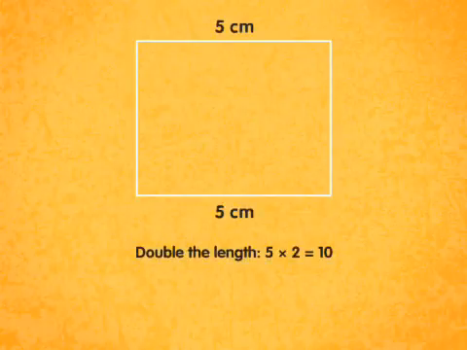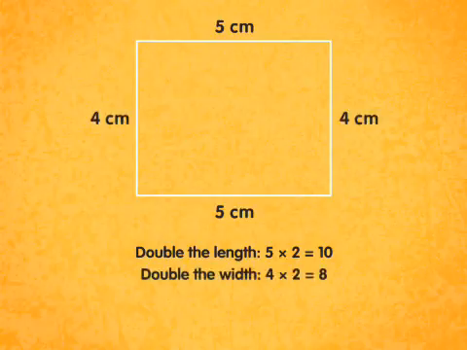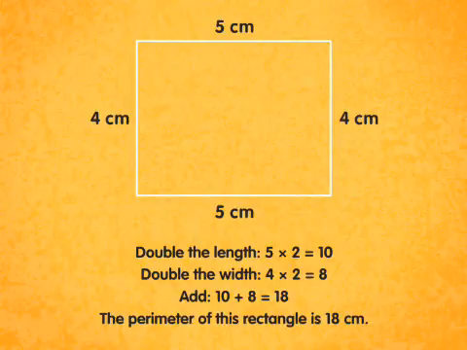In a rectangle, opposite sides have the same length. So, another way to calculate the perimeter is to double the length, double the width, and add the results. So we take the length, which is 5 centimeters, and double it. 5 times 2 is 10. Then we take the width, which is 4 centimeters, and double it. 4 times 2 is 8. Next, we add the two products. 10 plus 8 is 18. The perimeter of this rectangle is 18 centimeters.